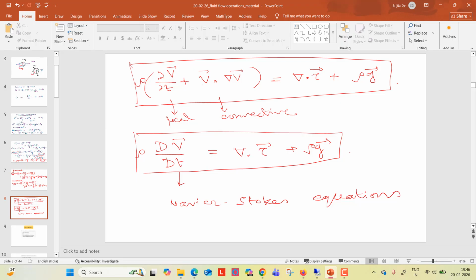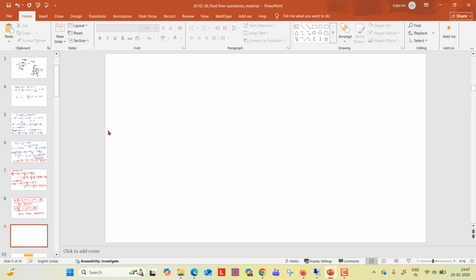So now this is the generalized Navier-Stokes equation. Now if you want to calculate for an incompressible Newtonian fluid, the Navier-Stokes equation for an incompressible Newtonian fluid, what will happen? We'll see.